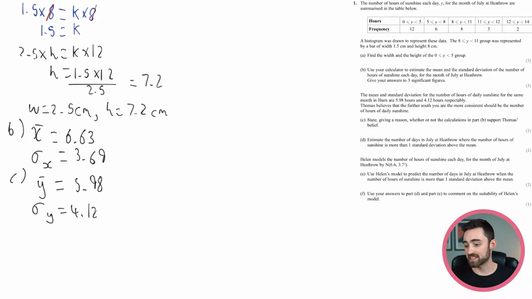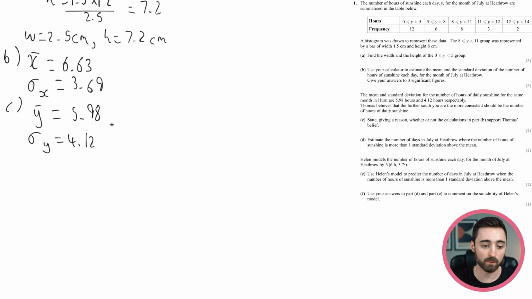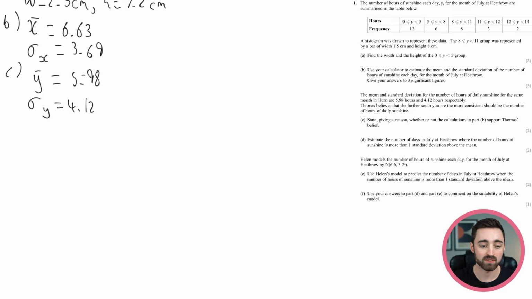Thomas believes that the further south you are, the more consistent should be the number of hours of daily sunshine. Okay, well, what does more consistent mean? Does it care about the means here or the standard deviations? It cares about the standard deviations. Because more consistent just means, if my standard deviation is higher, I vary from the mean more. I have a higher variance.